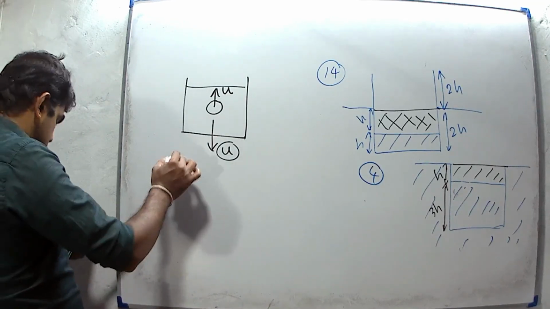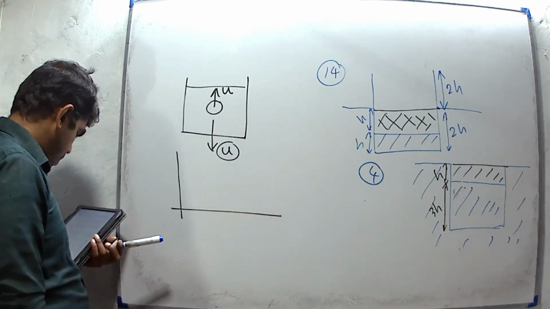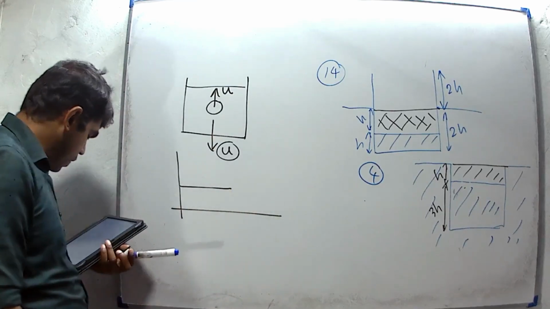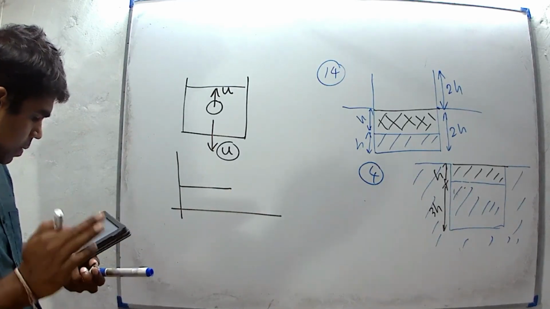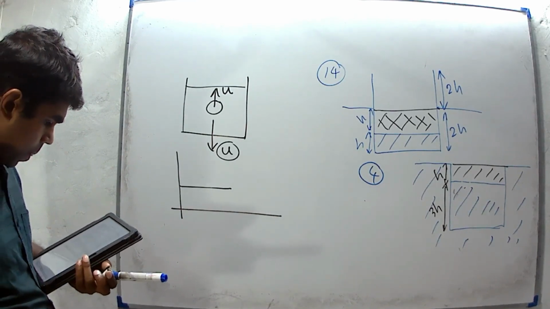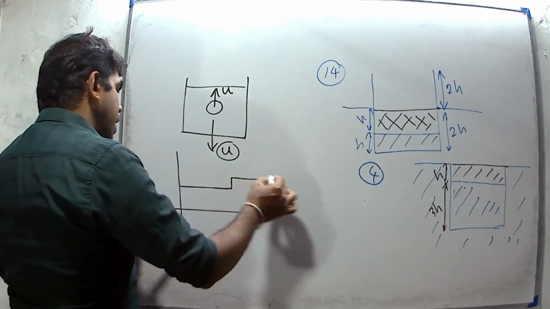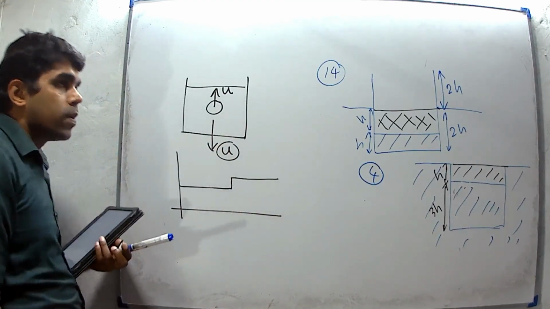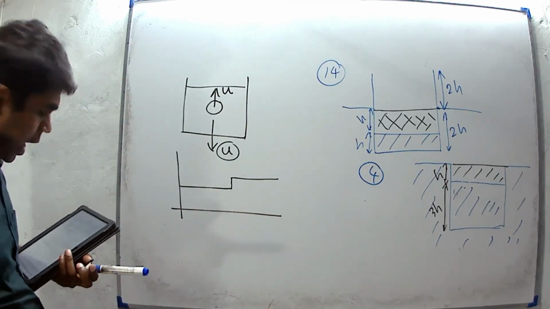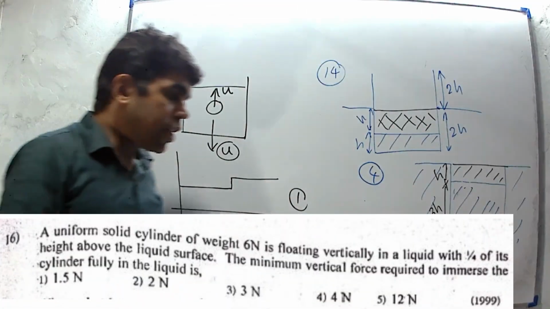Then we can get the initial reading like this. They have given that the object is immersed just beneath the water. Then the final reading of the balance should be a greater value. Then the answer should be 1 for the 15th question. Then question number 16.